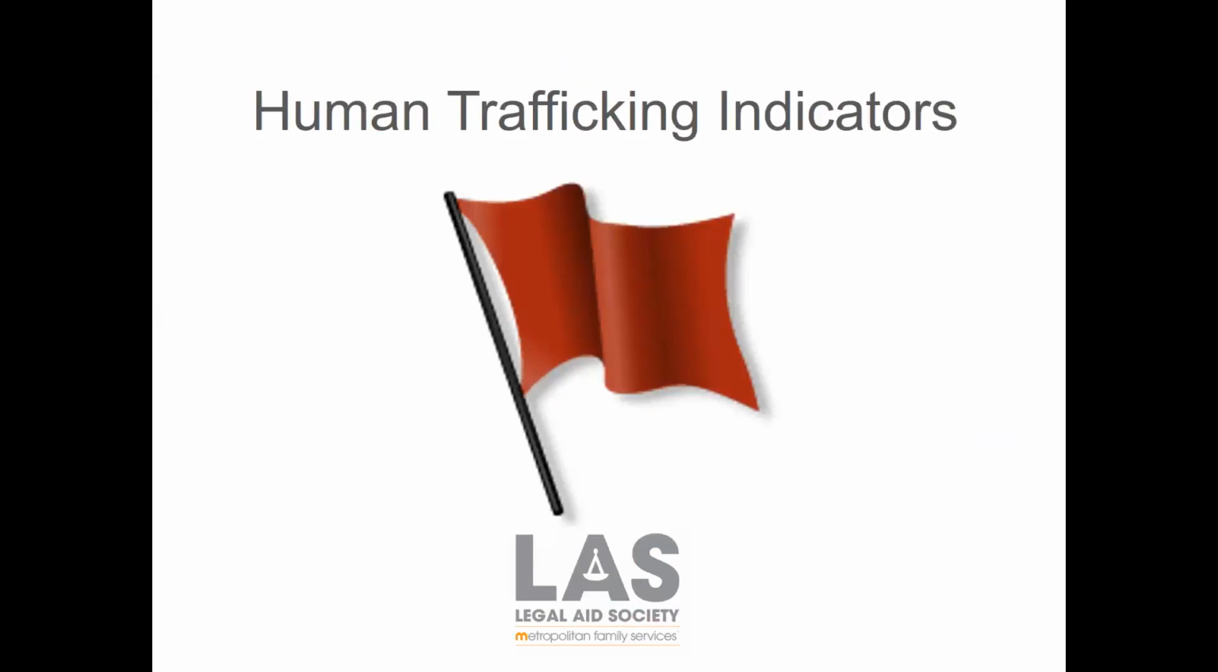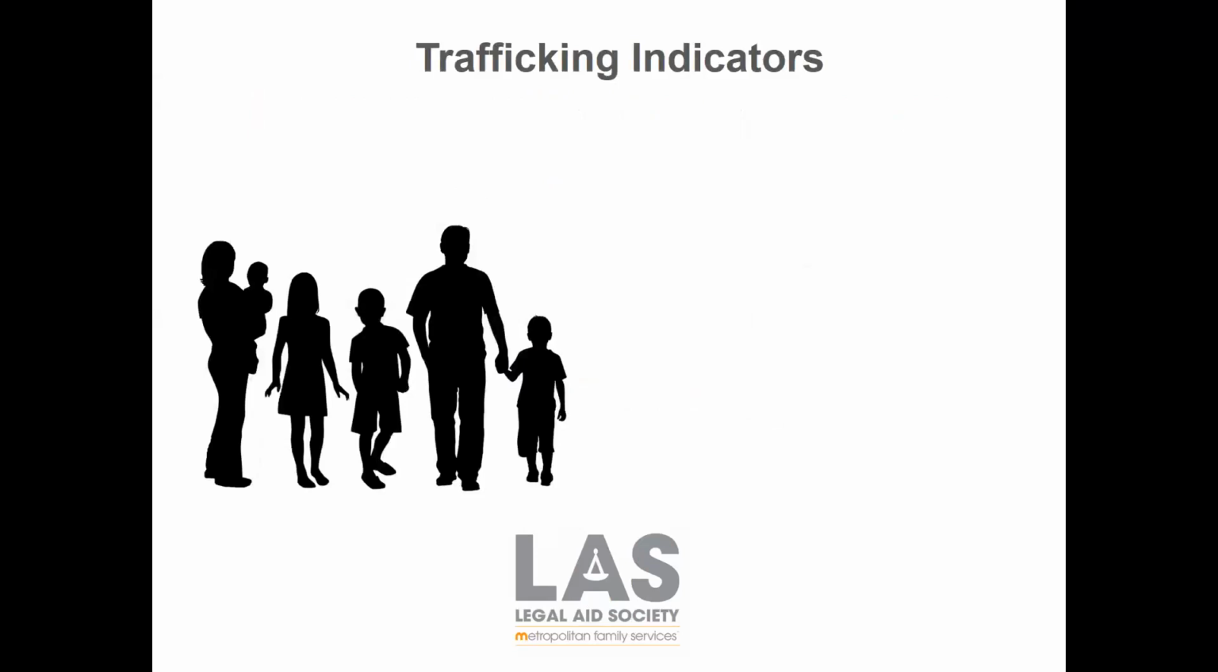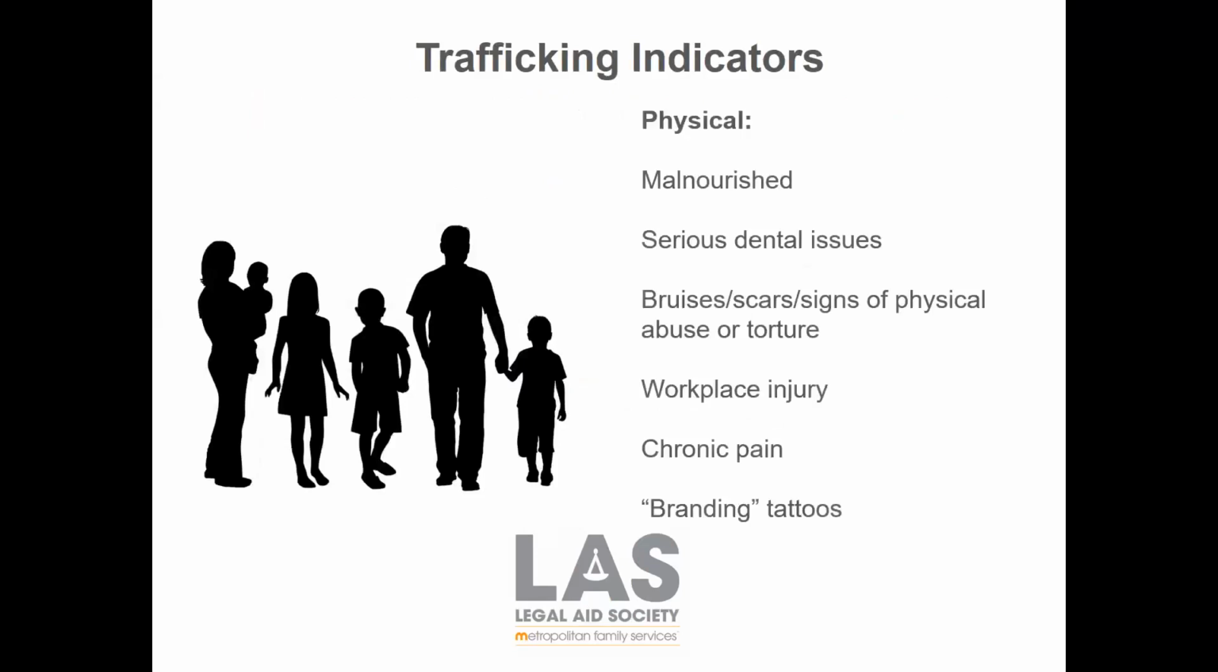The indicators of trafficking can be grouped into three general categories: physical indicators, the surrounding circumstances, and the psychological indicators. Let's start with the physical indicators. A trafficking victim may present as malnourished, could have serious dental issues because they haven't seen a dentist in years, may have bruises, scars, or signs of physical abuse or torture. They may have a workplace injury, potentially that has gone untreated for weeks, months, years. They possibly could have chronic pain.